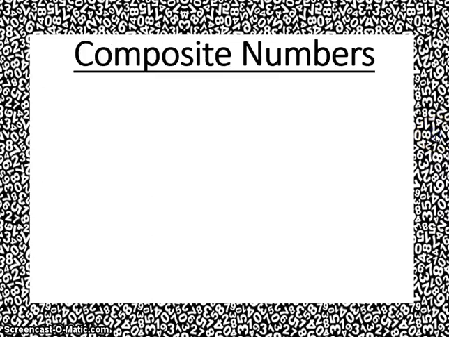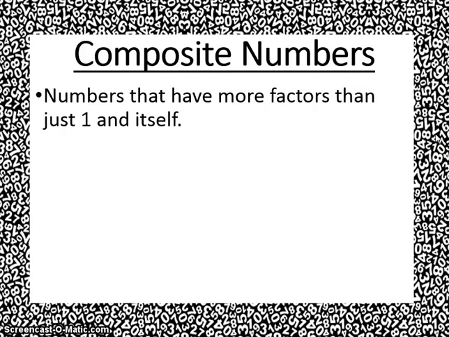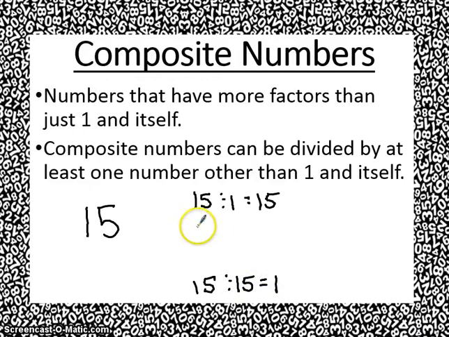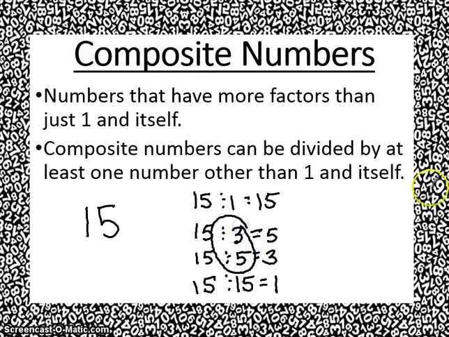The opposite of a prime number is a composite number. These are numbers that have more factors than just 1 and themselves. They can be divided by at least one other number. An example would be the number 15. Yes, 15 can divide by 1 to get 15. And yes, 15 can divide by 15 to get 1, but it has other factors, such as 3, which would result in 5, or 5, which would result in 3. It has factors other than 1 and itself.